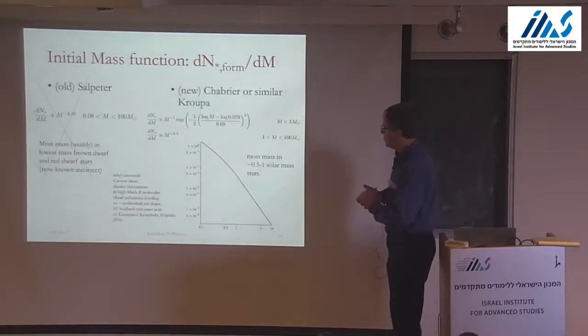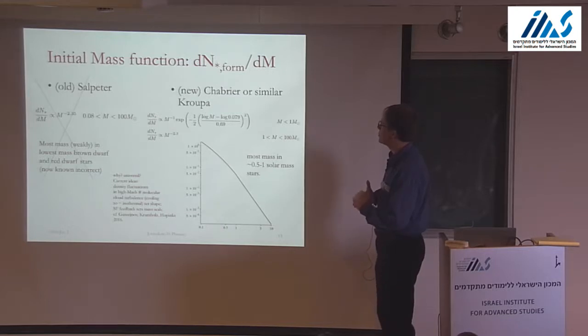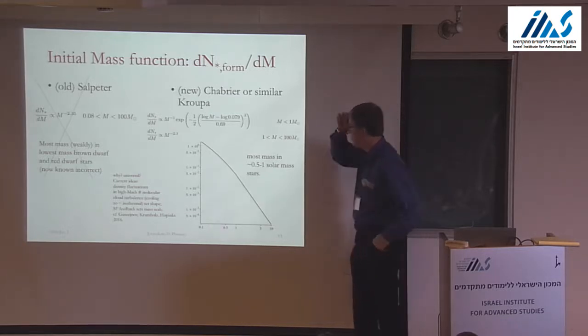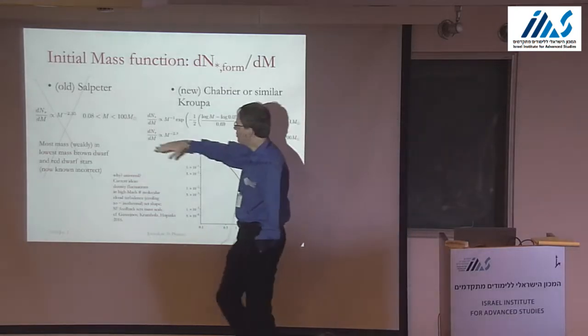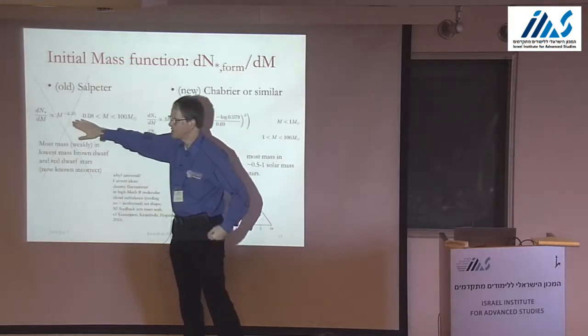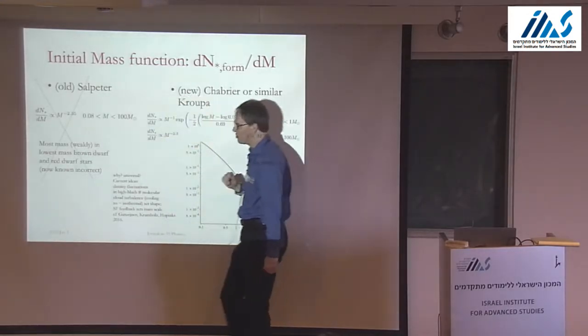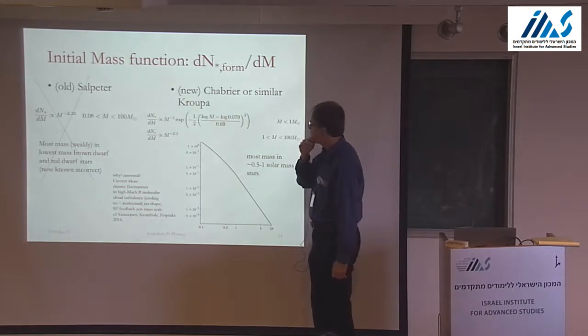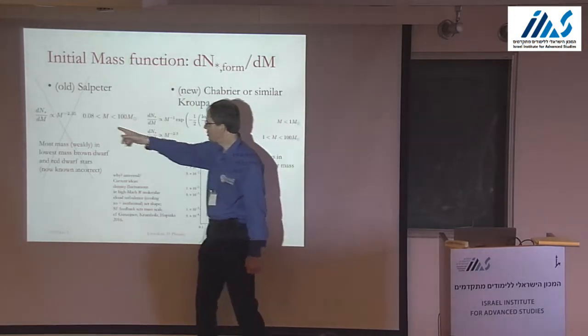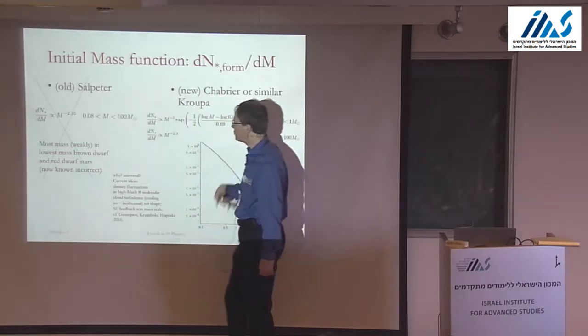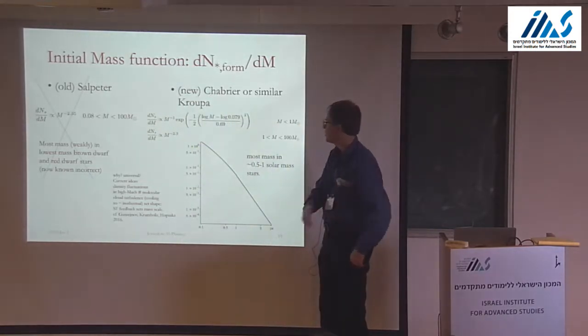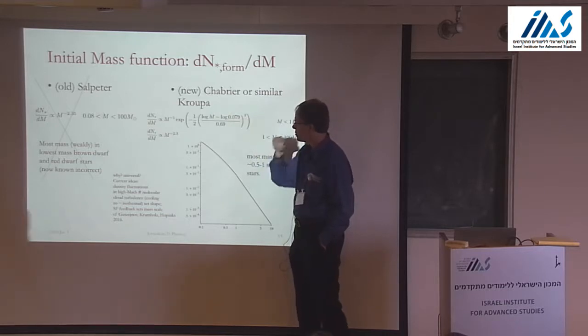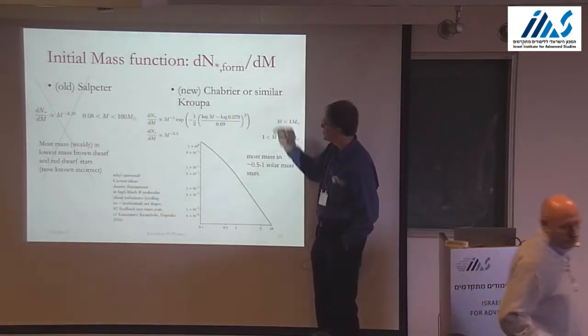Okay, so let me say just a little bit about the initial mass function. In the old days, there was the Salpeter mass function that extended as a power law from brown dwarfs to 100 solar mass stars. It became clear a long time ago that there weren't really nearly that many brown dwarfs relative to the number of 1 solar mass stars. And so the mass function has to turn over at the low mass end, and there are various prescriptions.